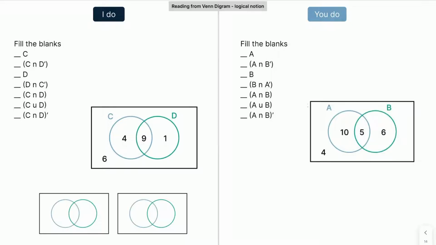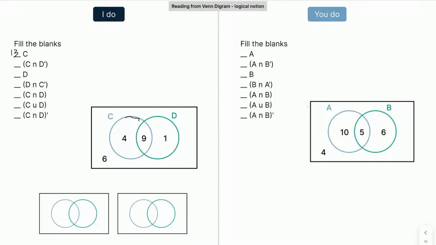And now we're looking at this with what they call logical notation. So it's the exact same thing. You can think of it as very similar. So the C and D, you can almost think of them as cat and dog. So we have C at the top. So C is everything inside that circle there. So that's going to be 9 plus 4, which is 13.